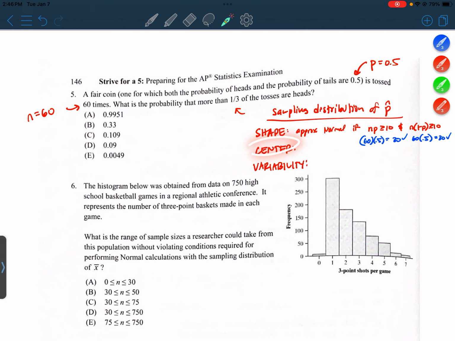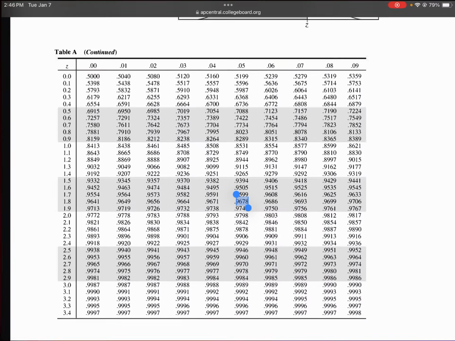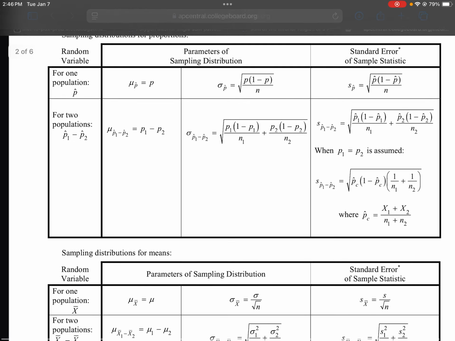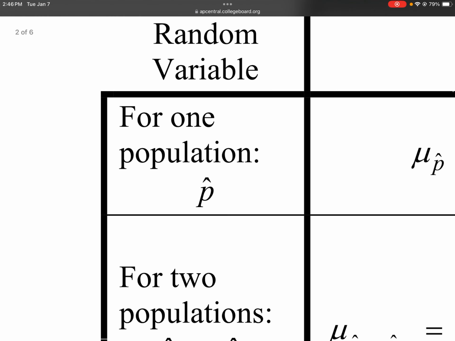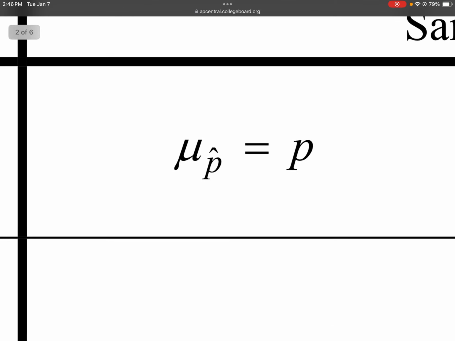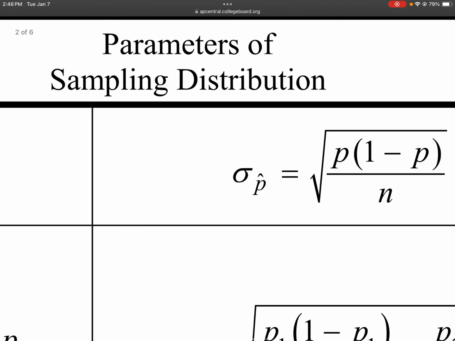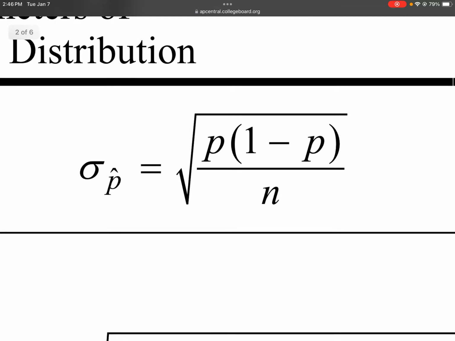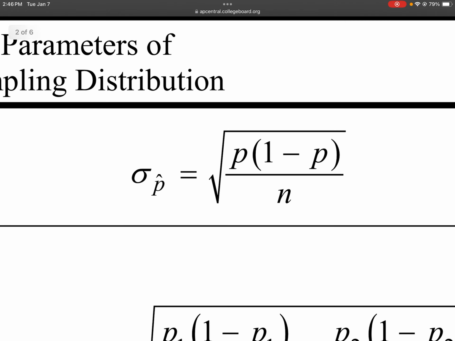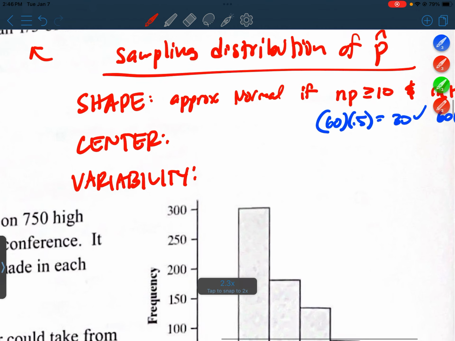Now we can look up the center and variability. This is a question about the sample proportion, or p hat. So on our formula sheet, there's a section about p hat. Here's the formula that tells us the mean of that sampling distribution. It's just equal to p, the true proportion. And then here's the formula for calculating the standard deviation for the sampling distribution. So the mean of our sampling distribution is just equal to the true proportion, 0.5.